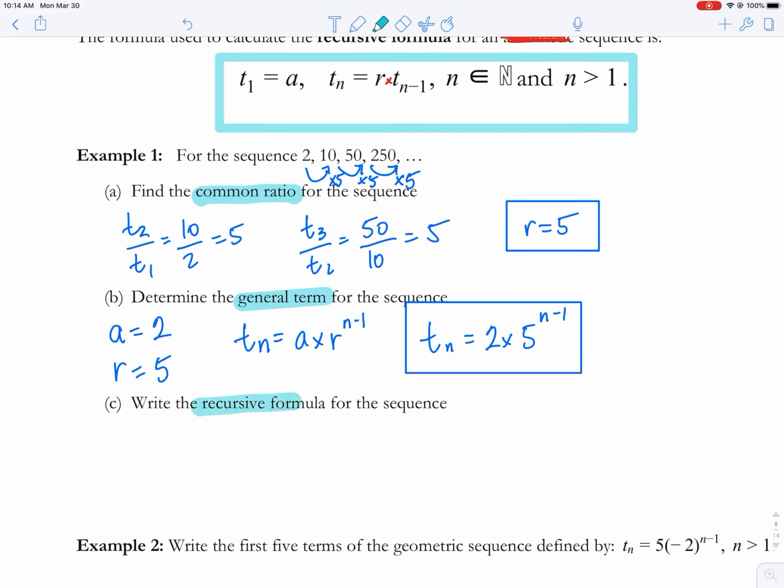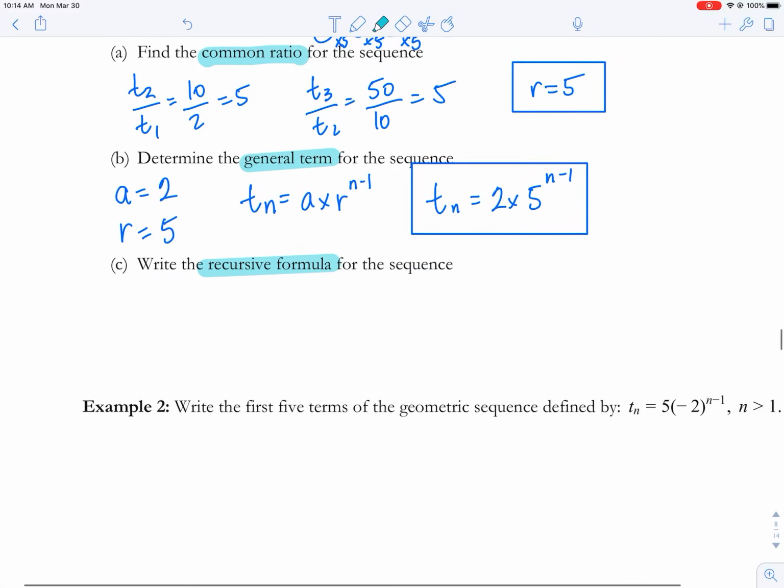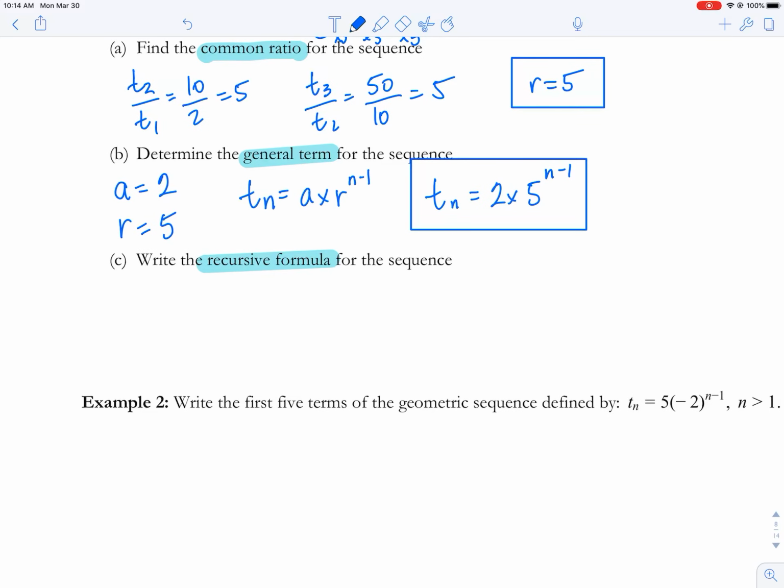C asks us for the recursive formula for the sequence. In general, the recursive formula would be that t_1 equals a, and then t_n equals r times t_(n-1). So we say what our first term is, and then we say our nth term is going to equal that common ratio times the term that comes before. So for this question, we would say t_1 equals 2, comma, t_n equals our ratio, 5, times t_(n-1).